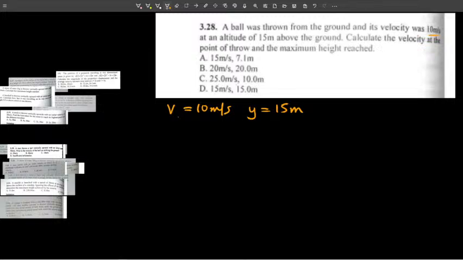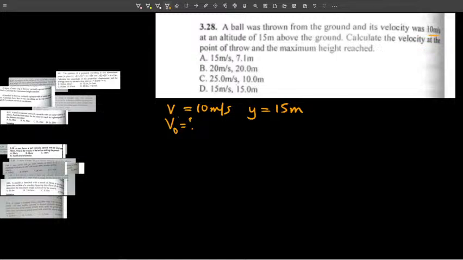From the look of the question, the ball was thrown from the ground and its velocity was this. So that's the velocity of the ball. V is that, and the altitude, that's y, is that, and that was clear. So above the ground, calculate the velocity at the point of throw. So I'm looking for the velocity at the point of throw, which is the initial velocity.